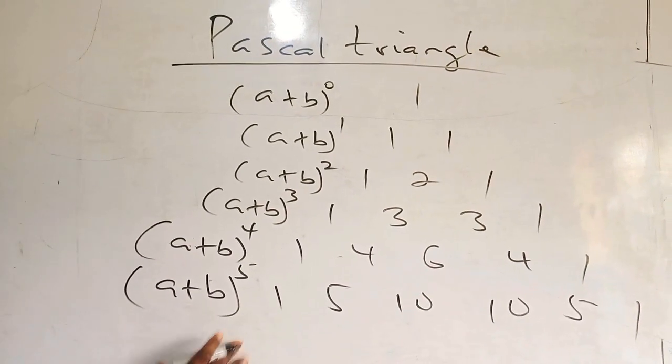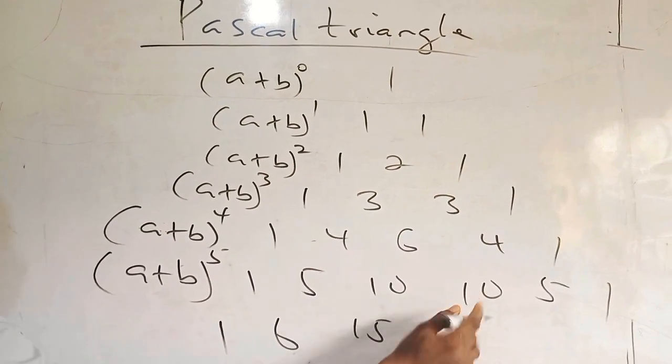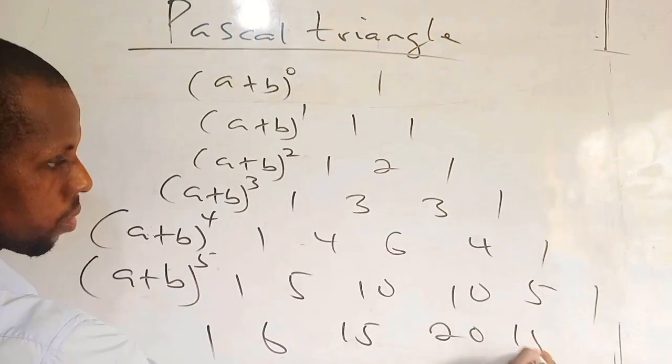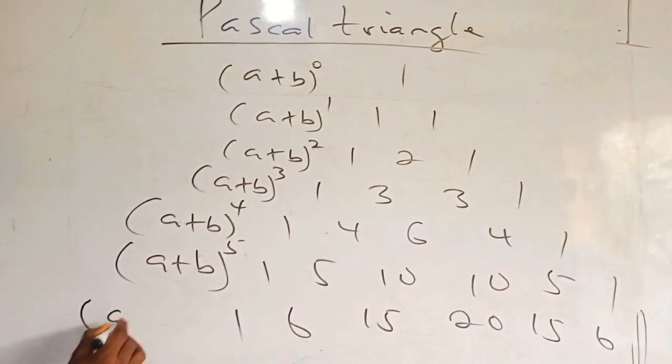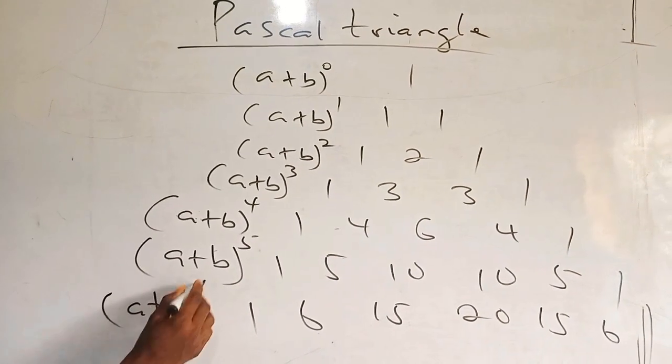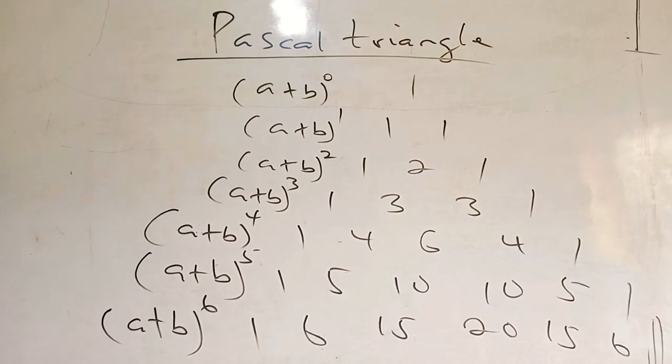So let us stop at 6. We have 1 plus 5 is 6, 5 plus 10 is 15, 10 plus 10 is 20, 10 plus 5 is 15, 5 plus 1 is 6, and 1. So at this level, the power of our binomial expansion is 6, and so on and so forth. So we'll be using this to solve our binomial expansion.